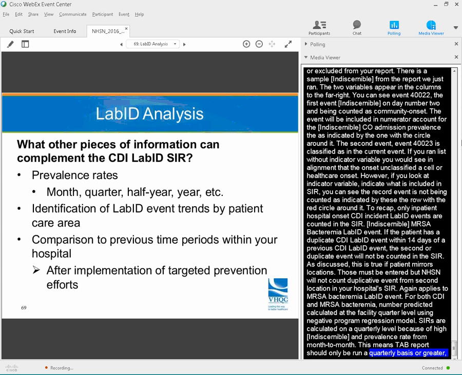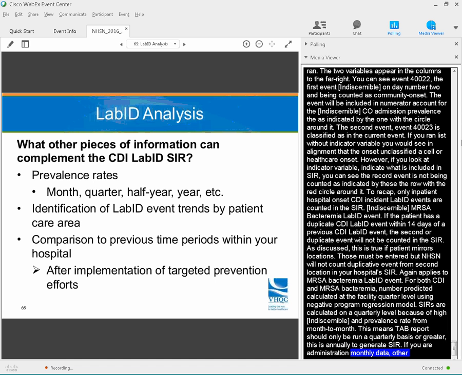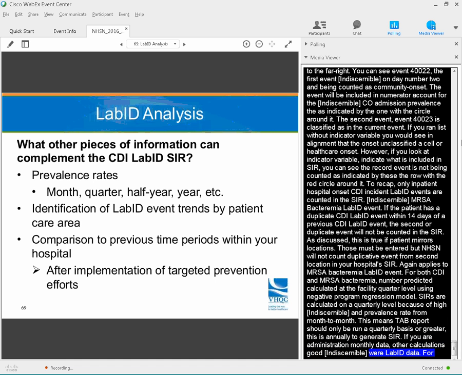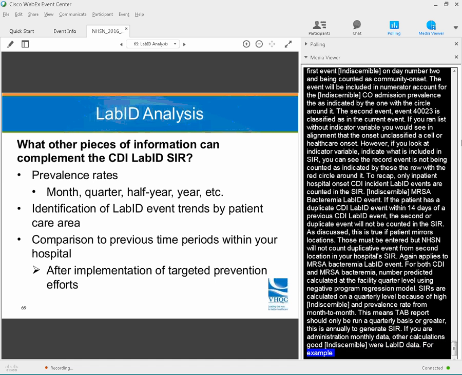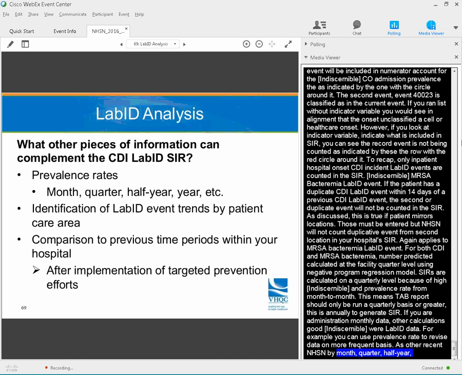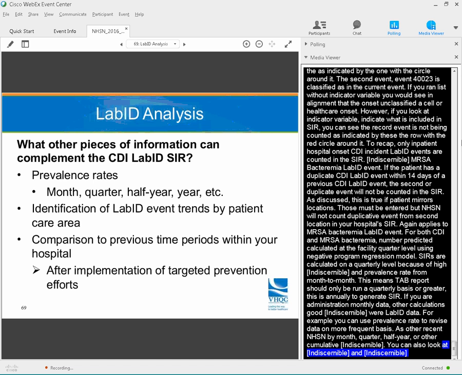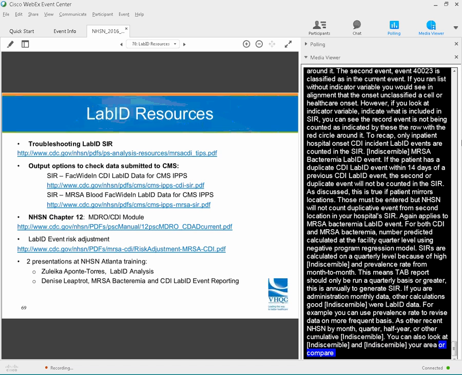If your administration wants monthly data, there are other calculations that can complement SIRs for lab ID data. For example, you can use prevalence rates to provide data on a more frequent basis. As with other rates in NHSN, these rates can be run by month, quarter, half year, or other cumulative time periods. You can also look at lab ID trends by patient care area, or compare SIRs or rates to a previous time period within your hospital. This could be particularly useful if any targeted prevention efforts were implemented.